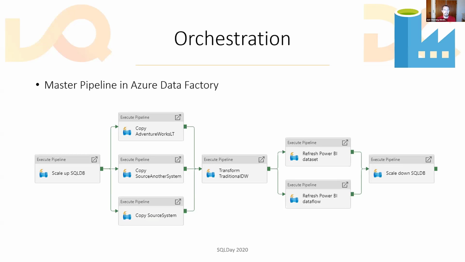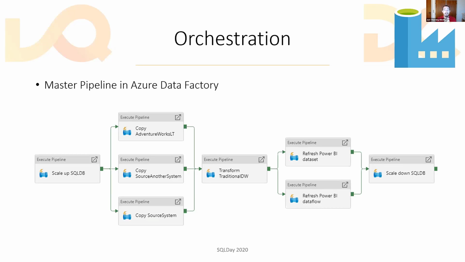And in the first step, I'm calling the REST endpoint for the SQL database, and then actually moving the slider I showed earlier, but using it programmatically instead. So saying, okay, now scale up the SQL database, and then I can execute different pipelines to copy data from different source systems into the database that is scaled up. And I can do this in parallel, both inside the one system and also in parallel between different source systems.